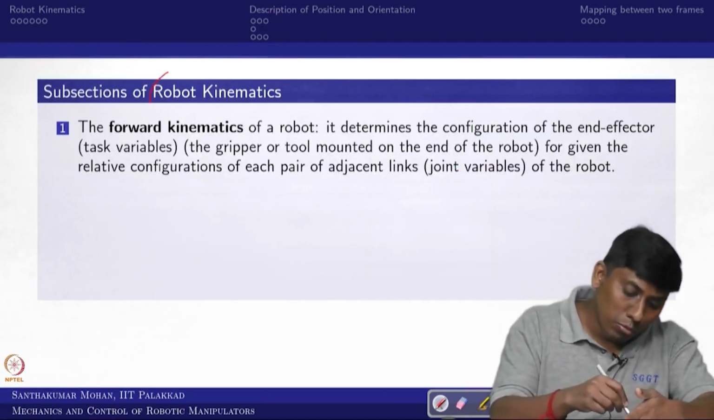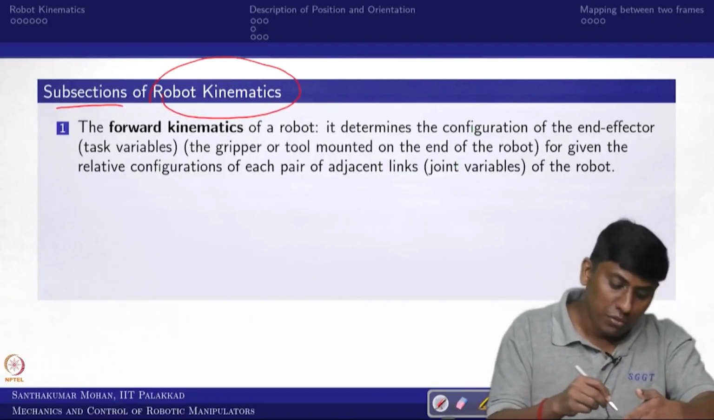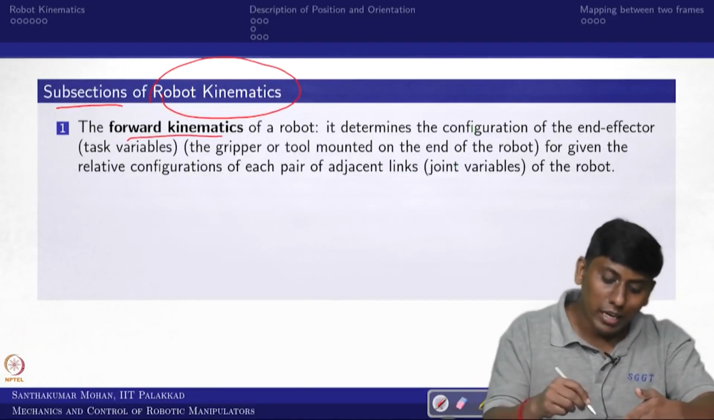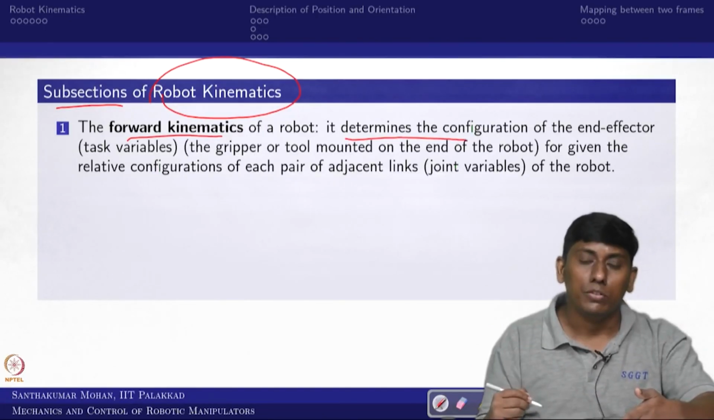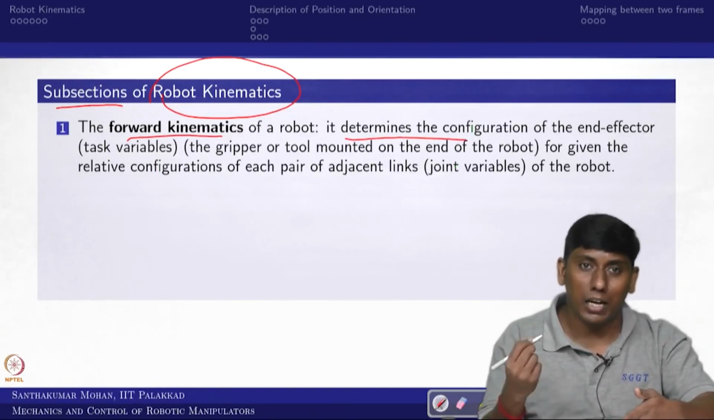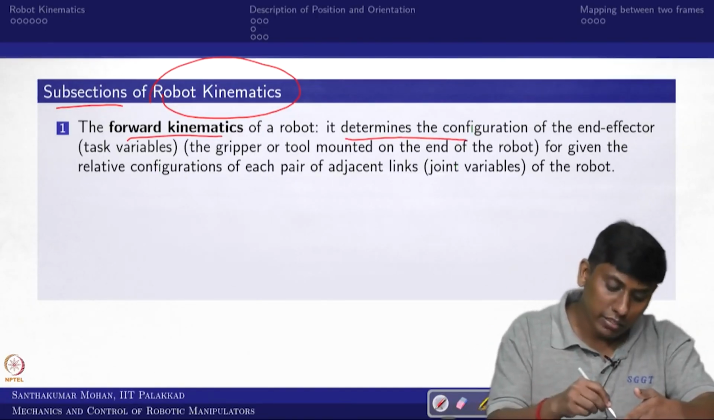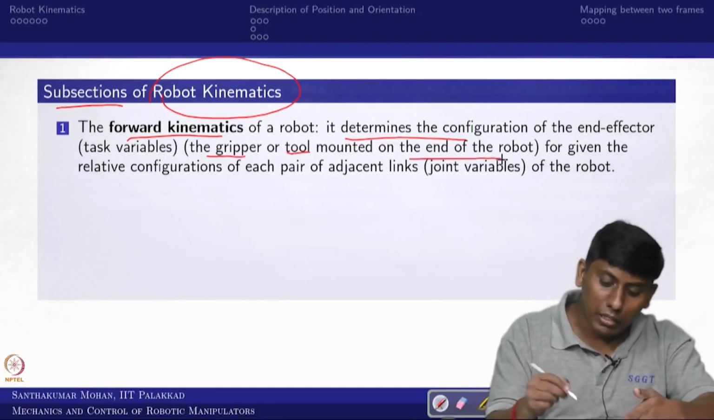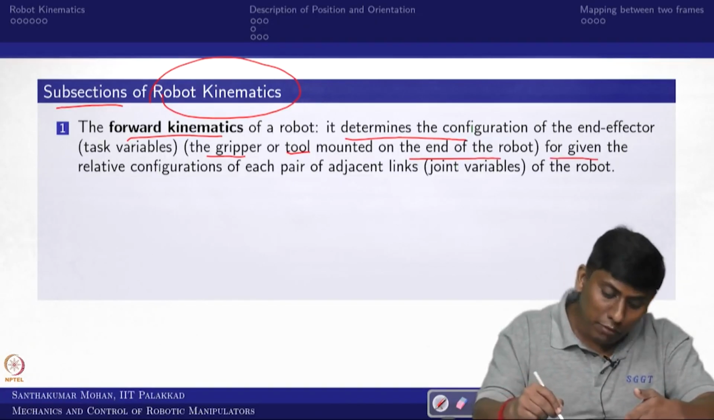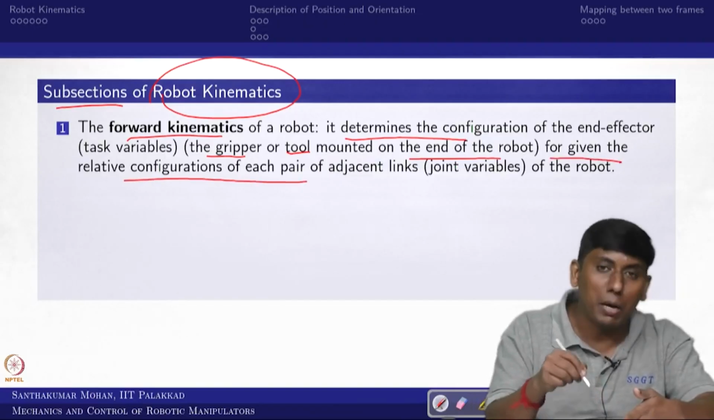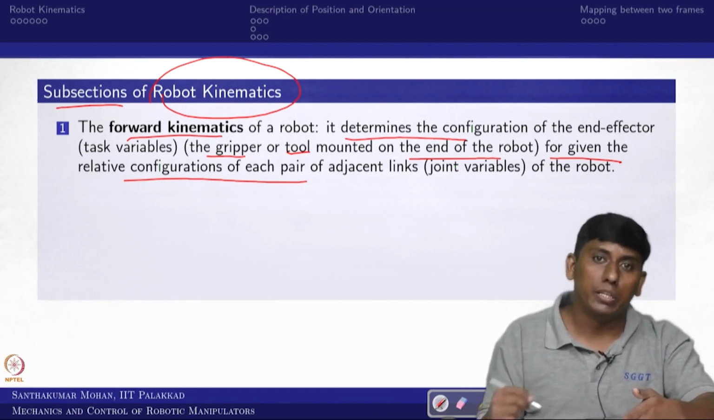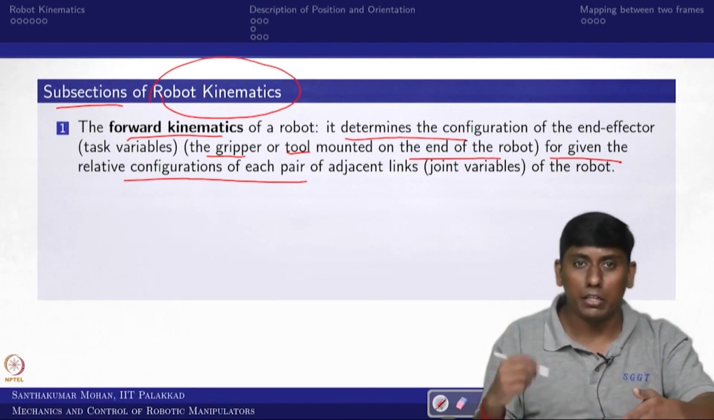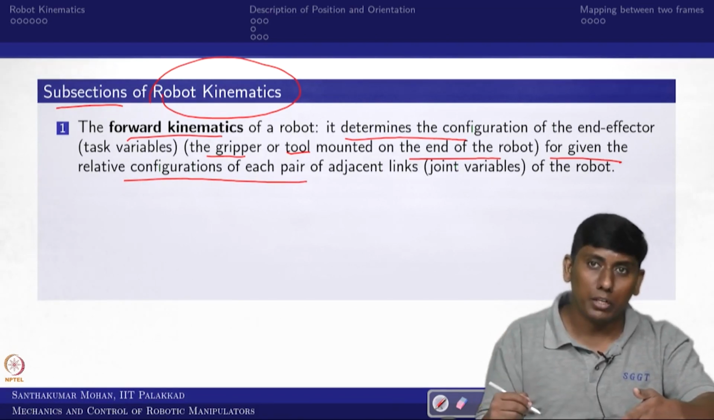You can see robot kinematics has two subsections. One is forward kinematics. It determines the configuration of the end effector, the task space variable, which in most cases is a gripper, and in some cases a tool mounted on the end effector of the robot. For the given relative configuration of each pair of adjacent links, that is, the joint variables given, what would be the robot end effector point? This is what we call forward kinematics.